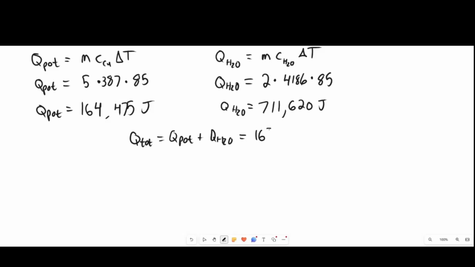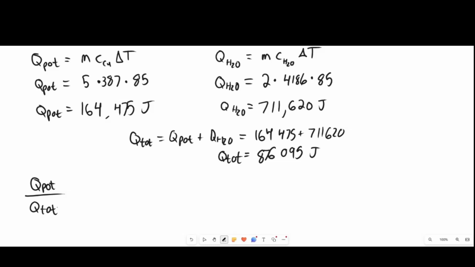So 164,475 plus 711,620 gives you a total heat transfer of 876,095 joules. And so another thing that you could calculate: how much heat did we have to put into the pot versus how much we put into the water. So to figure that percentage out, we'll just take the heat that we put into the pot divided by the total, multiplied by 100 to get it as a percentage.